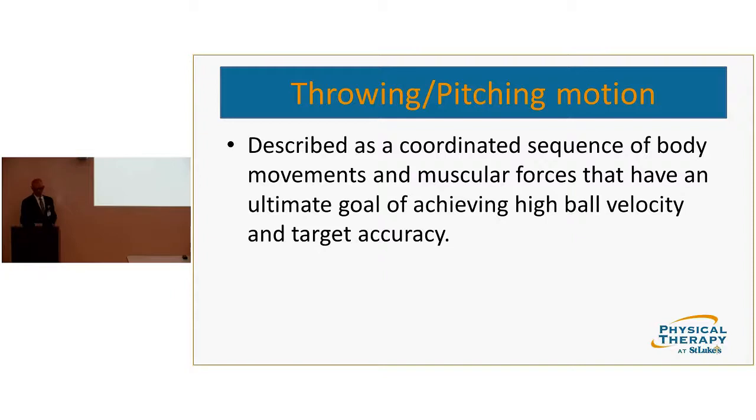So when you look at the throwing motion or pitching motion, you can look at it both ways, throwing or pitching. It's a coordinated sequence of body movements, and that's what we really need to understand. It's not the arm so much. The arm may hurt, but we got to start from the ground up. So it's that sequence of body movements and muscular forces that have the goal of achieving the high ball velocity. So how is that athlete going to impart that force on the ball? And it really starts from the windup. And that's really kind of where we need to start.